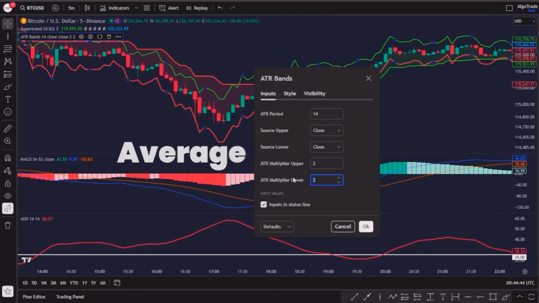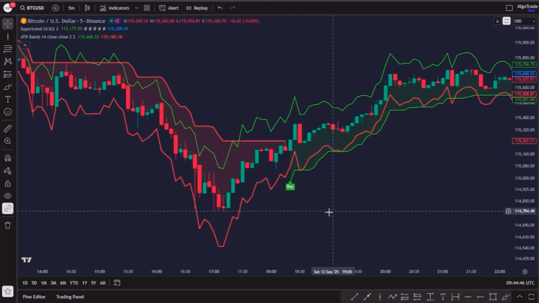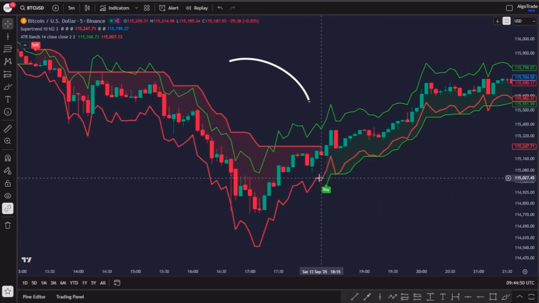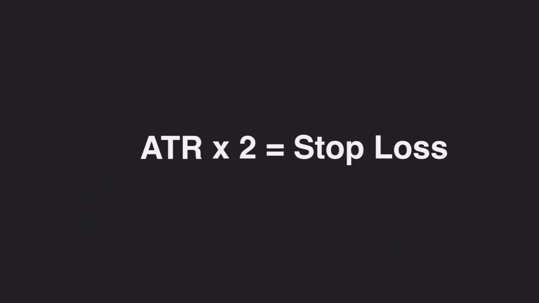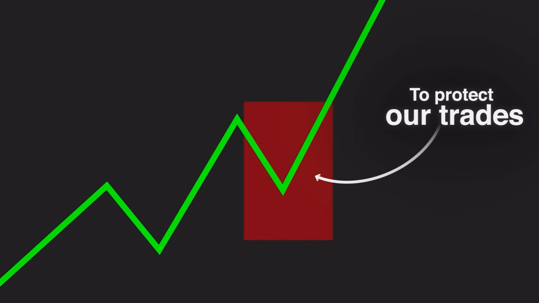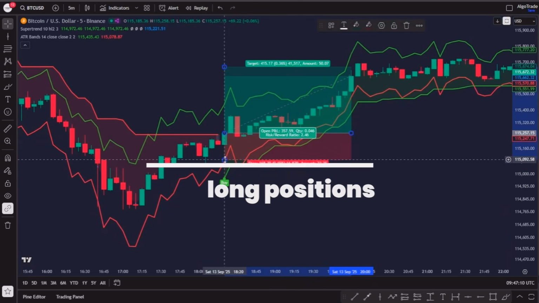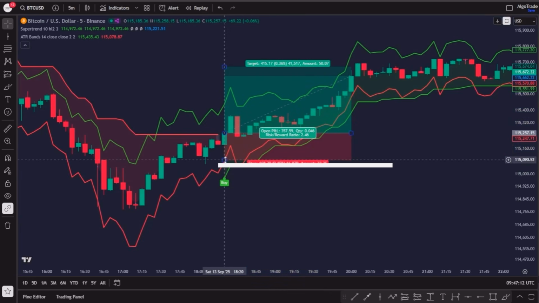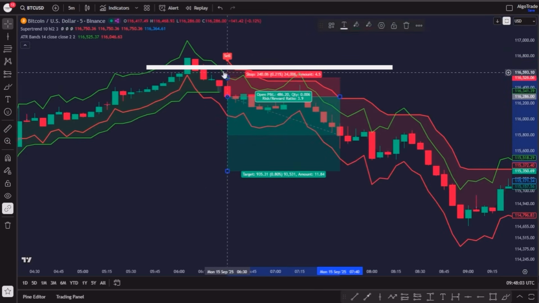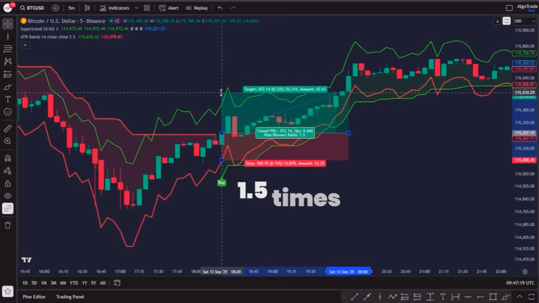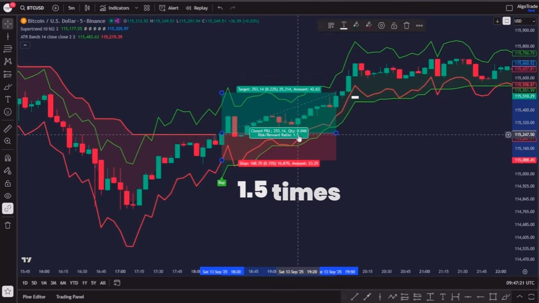The ATR, or average true range, measures how much the price moves on average, taking into account gaps and volatility. By applying a multiplier of 2, we set the stop loss far enough to avoid random noise, but close enough to protect our trades. For long positions, the stop loss will be placed at the lower ATR band. For shorts, it will be placed at the upper ATR band. The take profit will then be set at 1.5 times the risk distance.